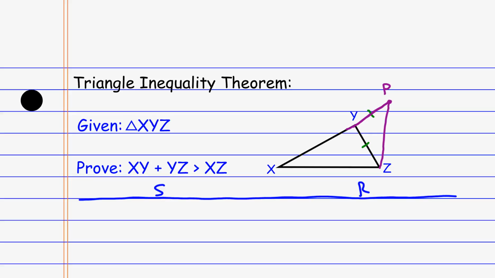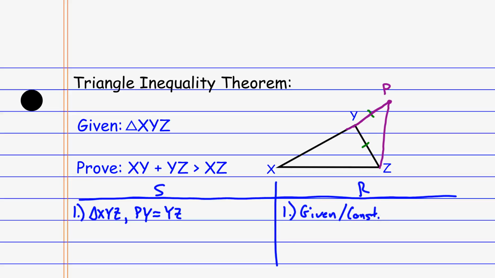All right? And so in terms of the given here, I can state that I have triangle XYZ. I'll also state that PY, that measurement is equal to YZ, and that's because I constructed it that way. And so in terms of my reasoning, I'm just going to say given/constructed.